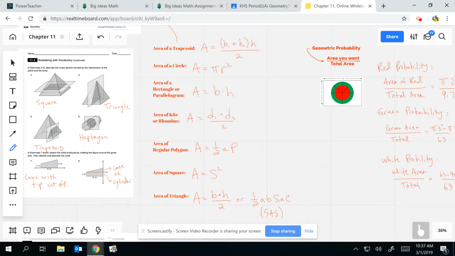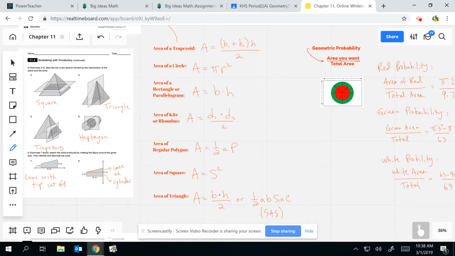That's a trapezoid. Area of a circle we did already, pi r squared. Rectangle is easy, base times height. Make sure you have a right angle for your rectangle or your parallelogram. You got to have a right angle. Kite we did yesterday. Kite and rhombus. Diagonal times diagonal divided by 2. We did a kite yesterday on your Mentimeter where you had to find the two diagonals, multiply them, divide by 2.